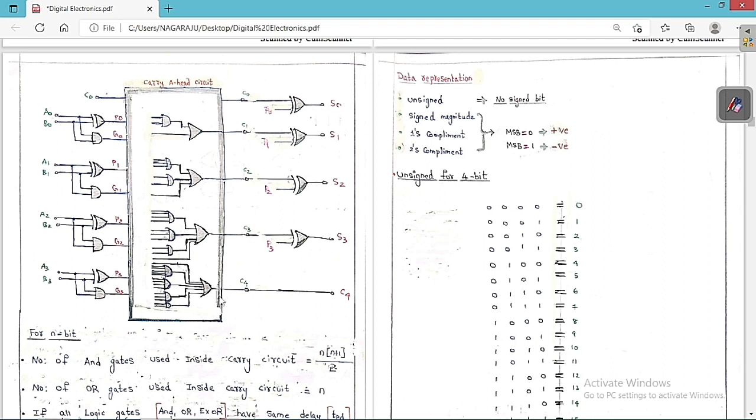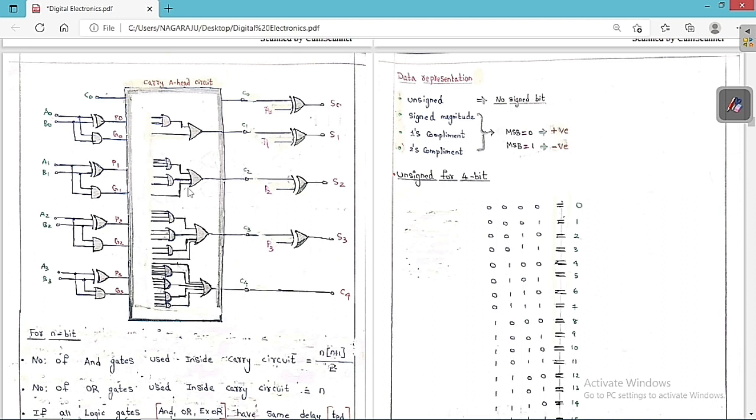Again C4, I already told you: P3 P2 P1 P0 C0 plus P3 P2 P1 G0 plus P3 P2 G1 plus P3 G2 plus G3. So with the help of P0 C0, P1 G1, P2 G2, P3 G3, we are going to develop C1, C2, C3, C4 from the above equations. With all these inputs, we are mainly going to keep AND gates and OR gates, and with the help of these circuits we get the values of C1, C2, C3, C4.